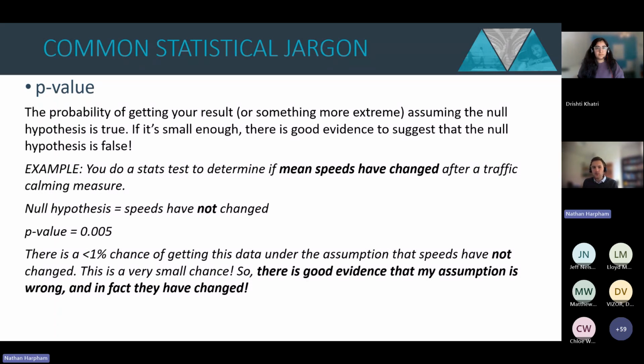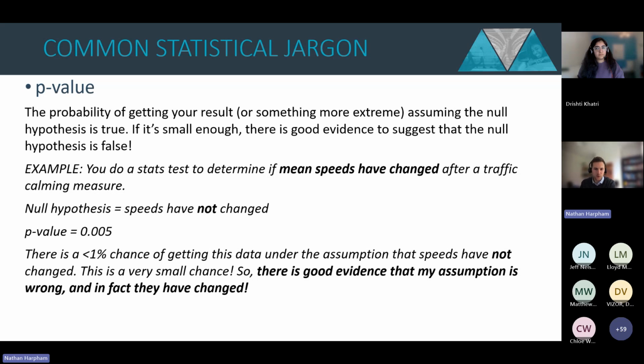So what that tells you is that there's a less than 1% chance of getting this data under the assumption that your speeds have not changed. And that's the crucial bit. So your status quo is that speeds have not changed, but you've got this data that actually was pretty unlikely, assuming that speeds haven't changed. So that's a small chance. So there's good evidence there that your assumption is wrong, and in fact they have changed.